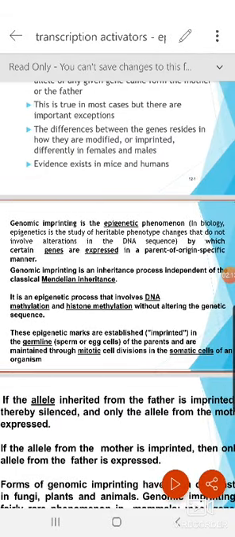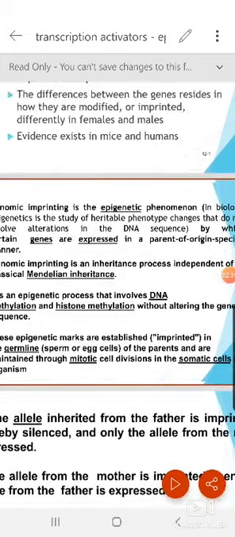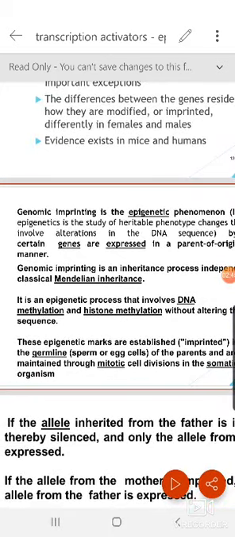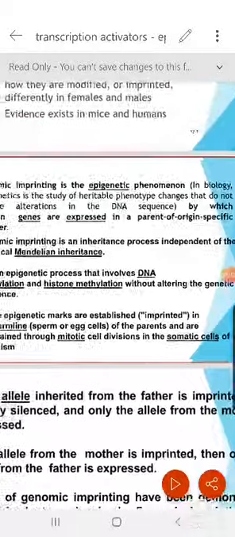That means both the alleles are not functioning here. One of the alleles, either the maternal or the paternal allele, is working and the other one is silenced or not functioning. How is it not functioning? There is a mechanism. This phenomenon we call genomic imprinting and this is an epigenetic phenomenon. Genomic imprinting is an inheritance process independent of classical Mendelian inheritance. It is an epigenetic process that involves DNA methylation and histone methylation without altering the genetic sequence.